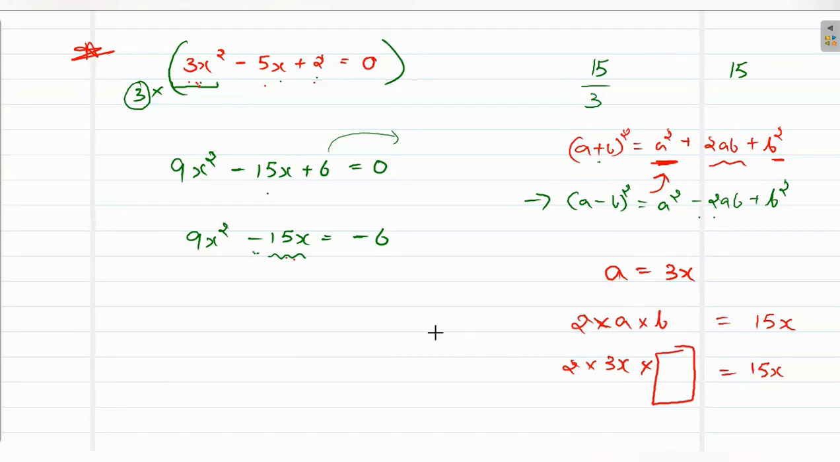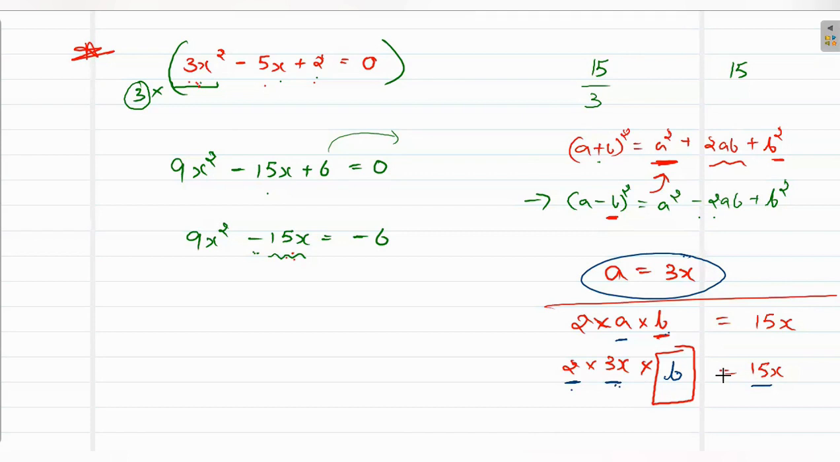We need to find out the b. Yes or no? We are looking for our b. So we need to search for b. And how can we do that? By equating the 2ab, that is 15x, with 2ab. So I replace my a with a 3x because I already know my a is 3x. But I need to find out b. So now look at this equation. You have to find out this b. So what number should you multiply with 2 and 3x so that you will get 15x as a result?